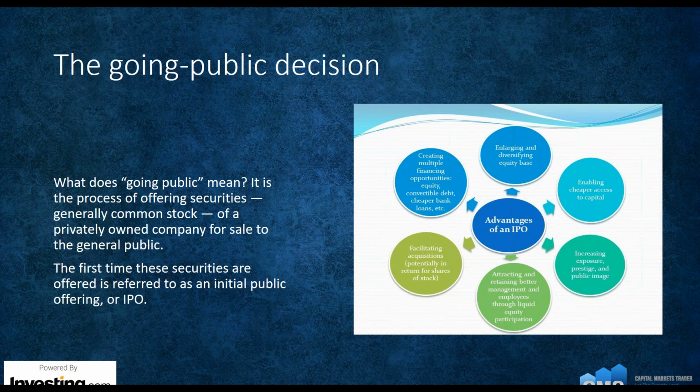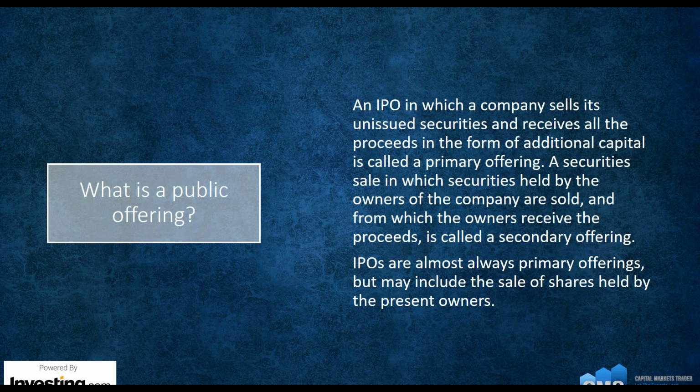What does going public mean? It is a process of offering securities, generally common stock, of a privately owned company for sale to the general public. The first time these securities are offered is referred to as an initial public offering, or IPO. Now, an IPO in which a company sells its unissued securities and receives all the proceeds in the form of additional capital is called a primary offering. A security sale in which securities held by the owners of the company are sold and from which the owners receive the proceeds is called a secondary offering.